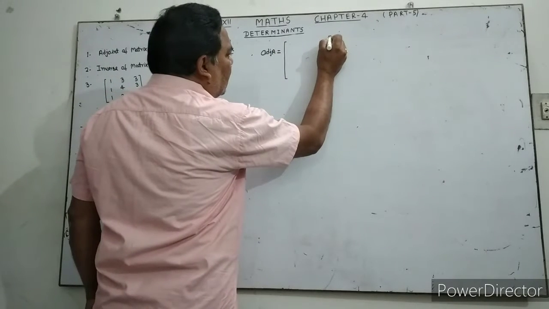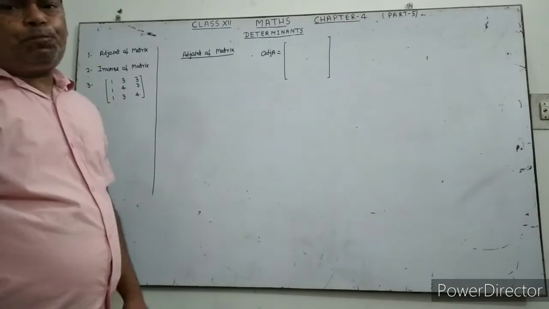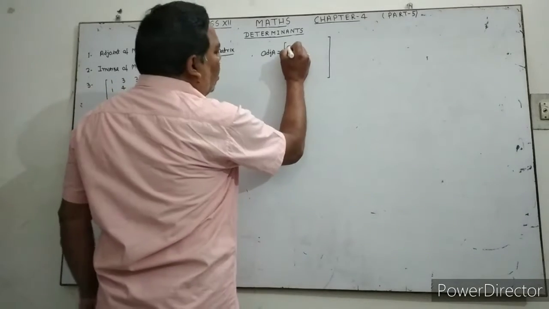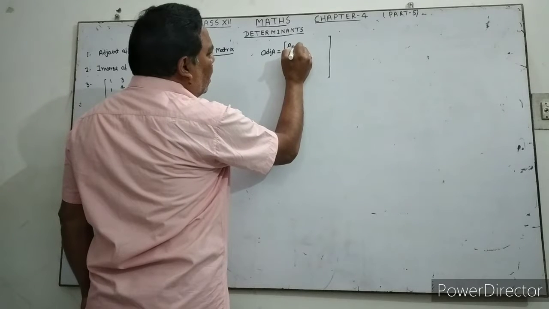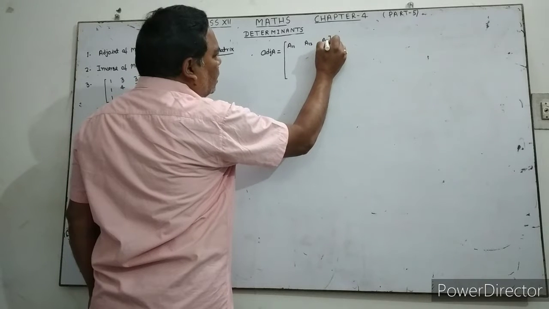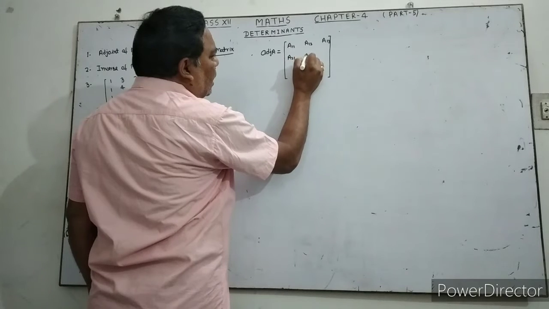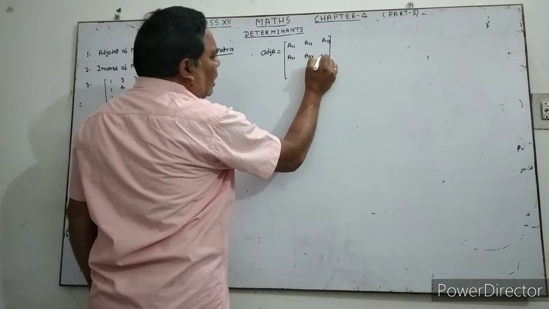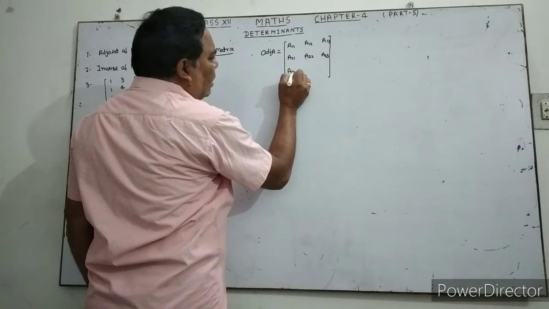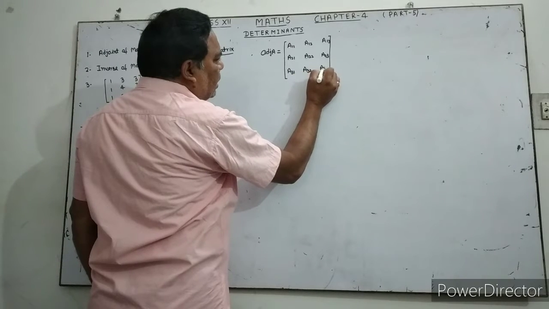we find the cofactor of all the elements. Cofactors: A11, A12, A13, A21, A22, A23, A31, A32, A33.